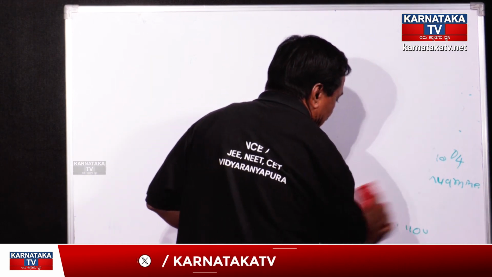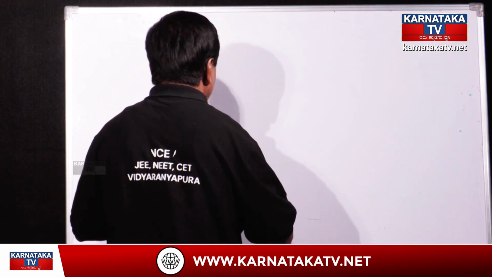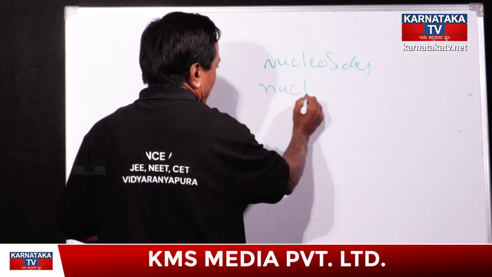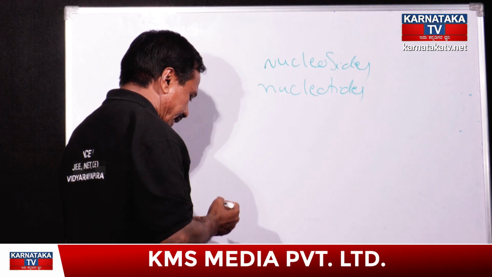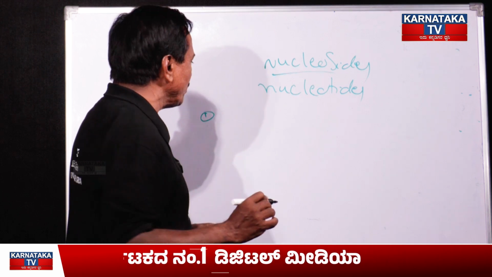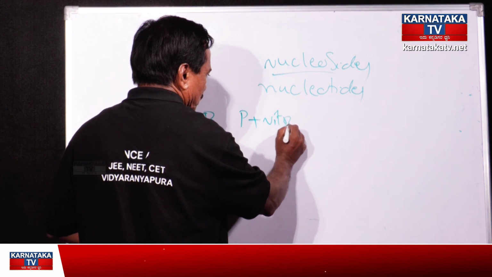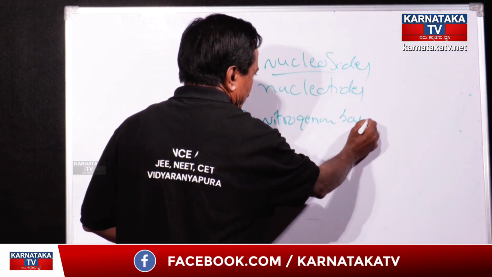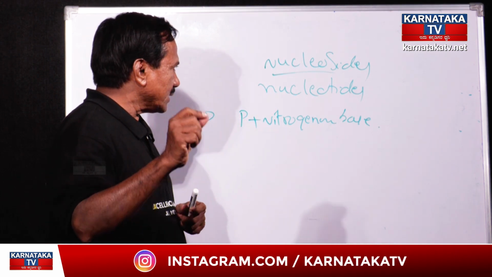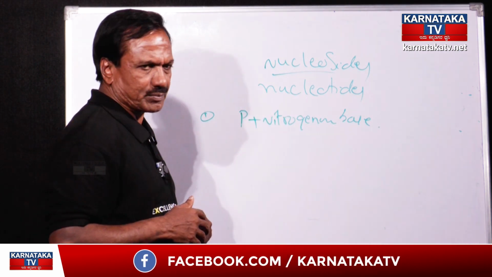And these components actually form the nucleosides and nucleotides. Then what are nucleosides? Nucleoside is a combination of one pentose sugar with any one nitrogenous base. So this is nucleoside. If the question is asked what is a nucleoside, you have to answer like this: nucleoside is a combination of a pentose sugar with any one nitrogenous base.